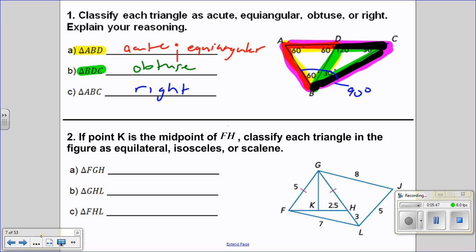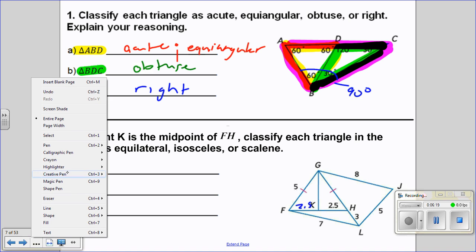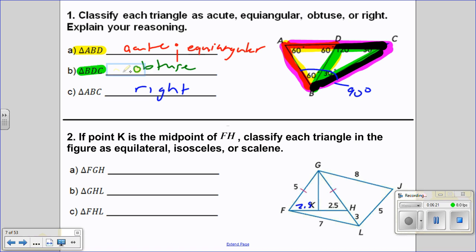Example 2 reads, if point K is the midpoint of FH, so point K is located right here, and it illustrates that the distance from K to H is 2.5, so that means the distance from F to K is also 2.5. Again, we're going to classify the triangles, but this time we're going to focus on the side lengths. So we're going to use equilateral, isosceles, or scalene. Again, highlight the triangle of focus.